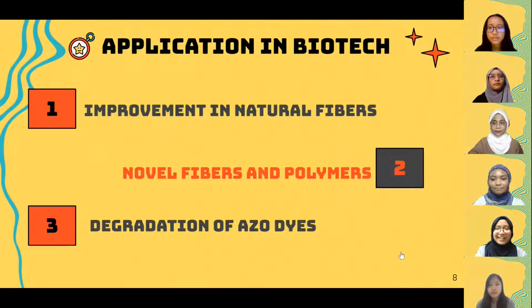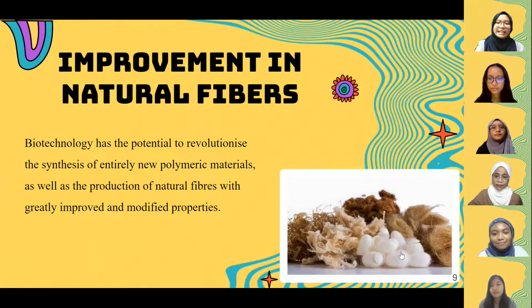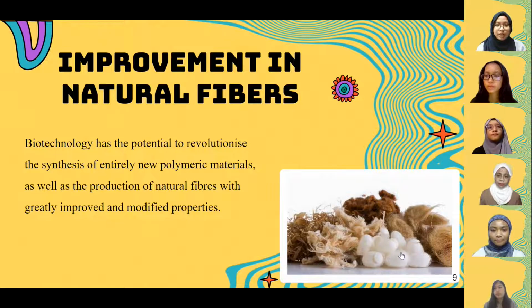Well, Alia, there are a few examples of applications in biotechnology that I could think of. For example, biotechnology is applied for the improvement in natural fibers. How so? Biotechnology has the potential to be a game changer for the development of wholly new polymeric materials, as well as the manufacturing of natural fibers with significantly improved and modified qualities. For instance, velvet cotton was developed to have higher pest resistance compared to the normal cotton crop.